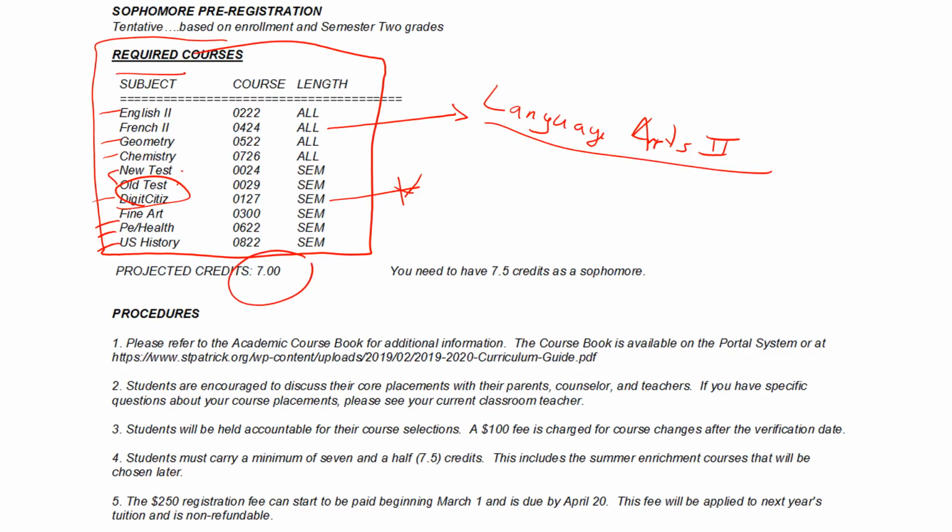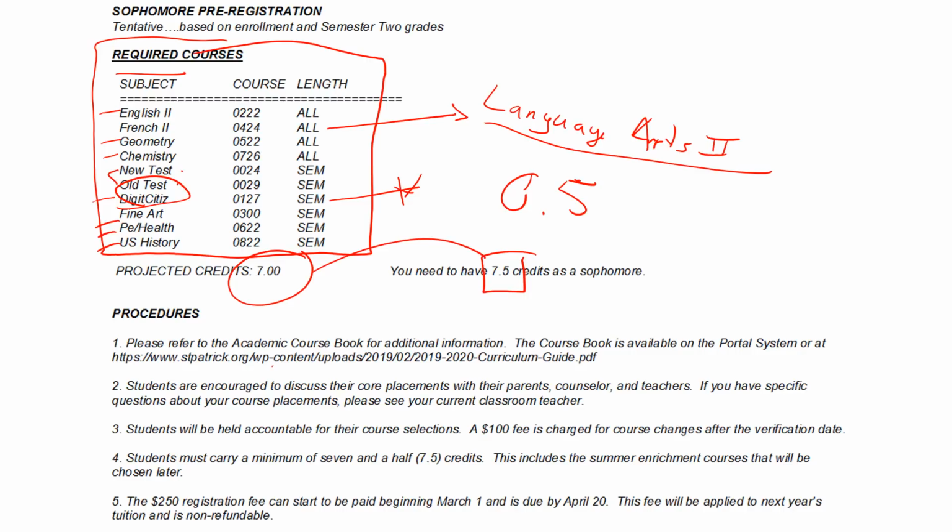Most of you will therefore have, if not all of you, will have 7 projected credits. Remember, you need to get to 7.5 credits as a sophomore, so what you're looking to do is you're going to be looking for at least a half credit elective in order to make up that difference, and we're going to see how you can pick those momentarily.